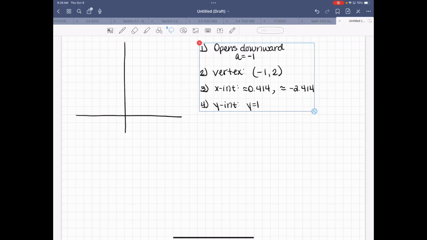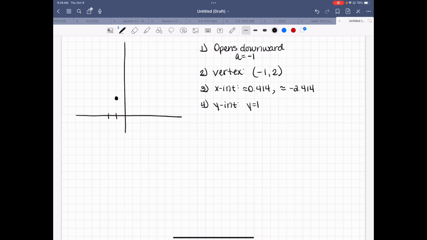Since I greatly misjudged. Okay, so we've got a vertex at -1, 2. So let's see if I can actually plot a point right this time. -1, 2, okay? I've got a y-intercept at y equals 1, don't I? I went to 2. Oh my gosh, guys. There we go. At least I caught it this time.